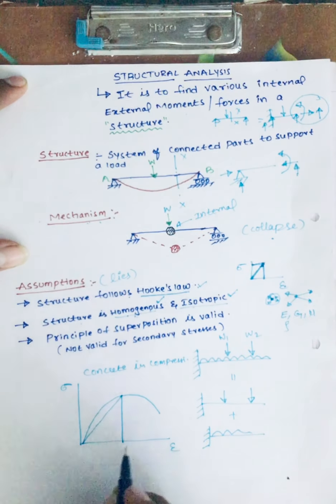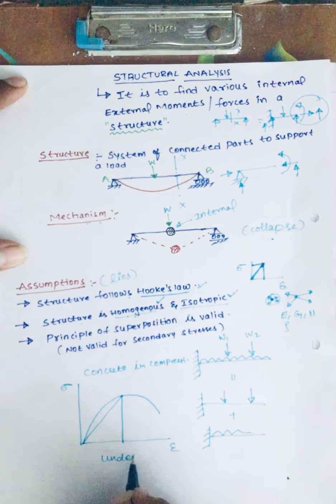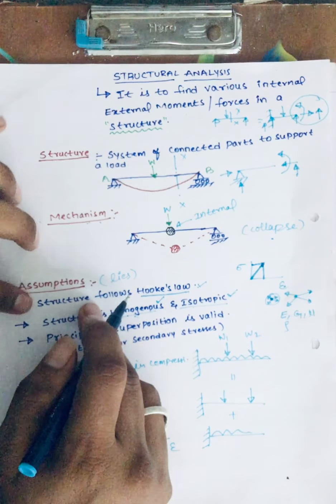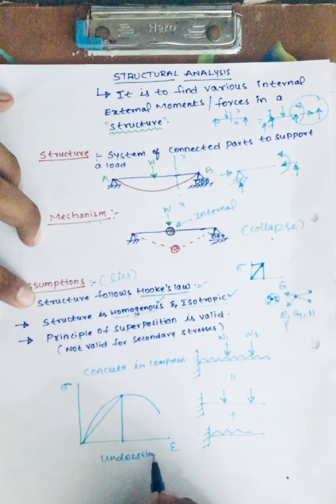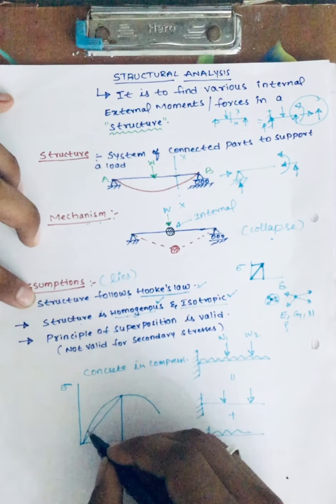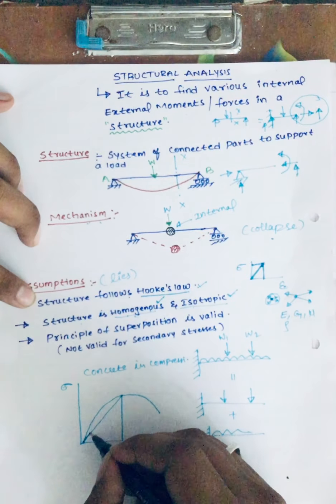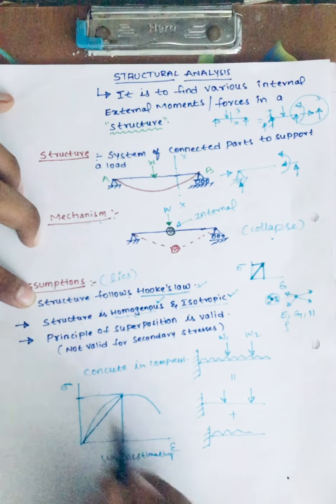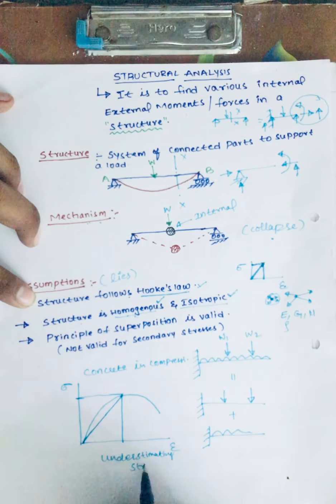It means we are underestimating the strength. So based upon this assumption, we are underestimating the strength. Earlier it is a parabola, but how much are we getting over here? This is the curve. If you draw a chord to that, this will become the underestimated strength.